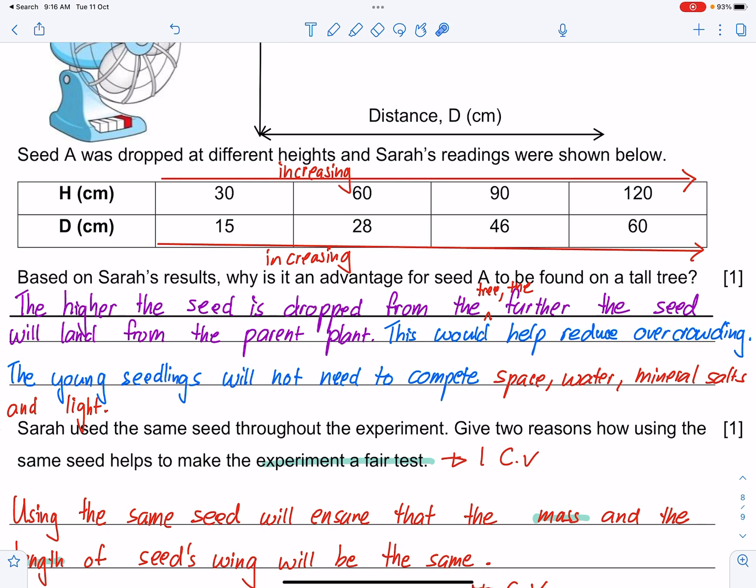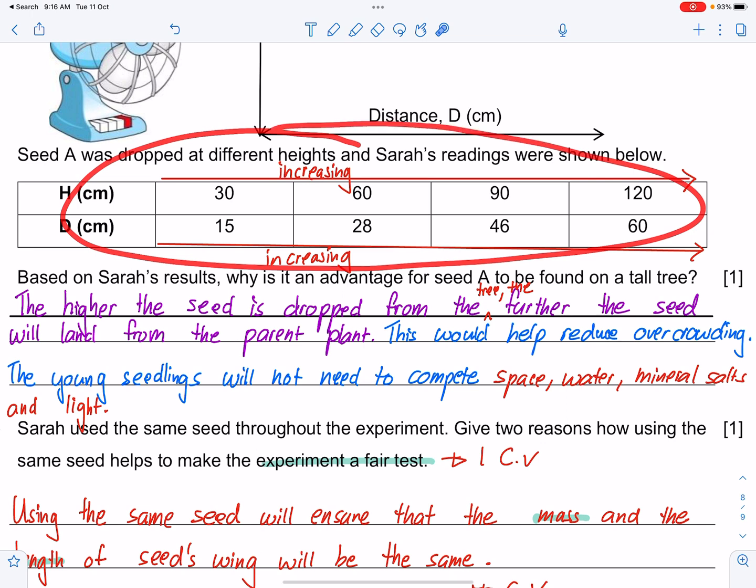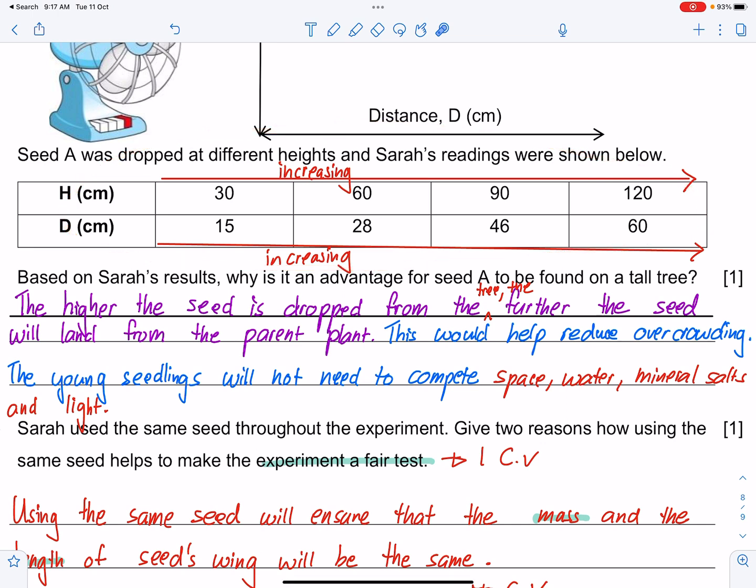Okay, now the problem that most students have with crafting this answer is the fact that you don't give reference. You know, when there is a trend, you can describe the trend. So the trend here would be the higher the seed is dropped from the tree, the further the seed will land from the parent plant. Okay? Some of you don't have any point of reference as well. You just go, oh, the further it lands from where? You know what I mean? When you talk about distance, there should always be a reference point.